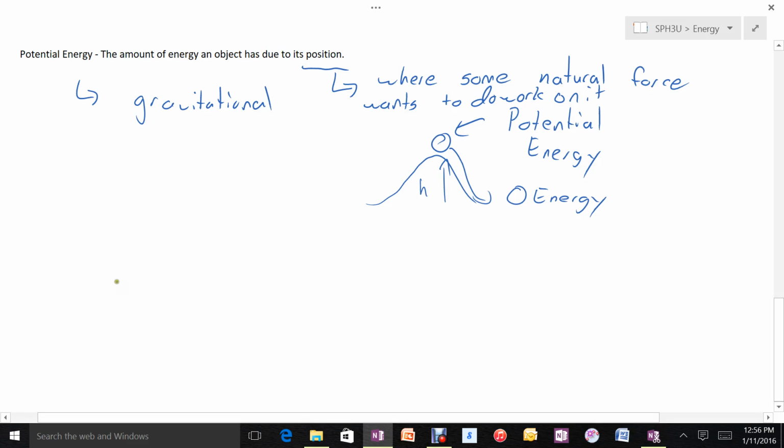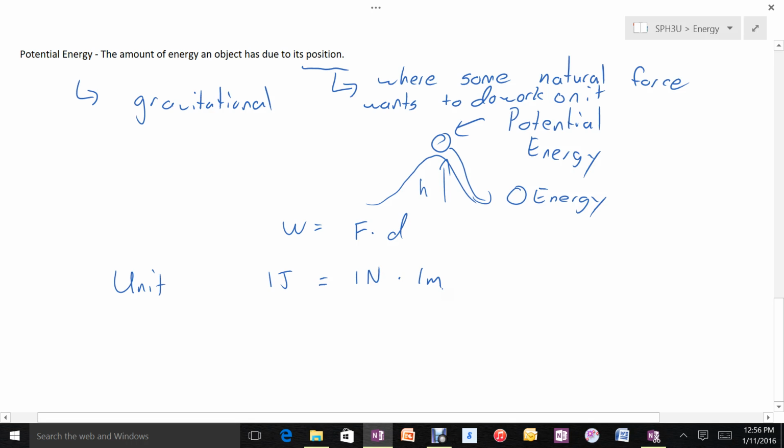The unit for work and energy is always the joule. Keeping in mind that work is equal to the force times the displacement, that means 1 joule is equal to 1 Newton times 1 meter.